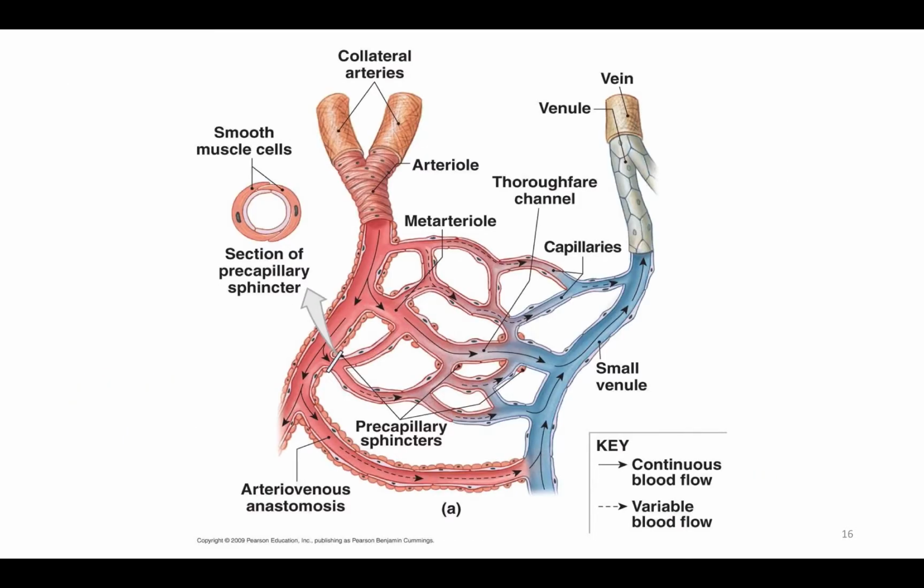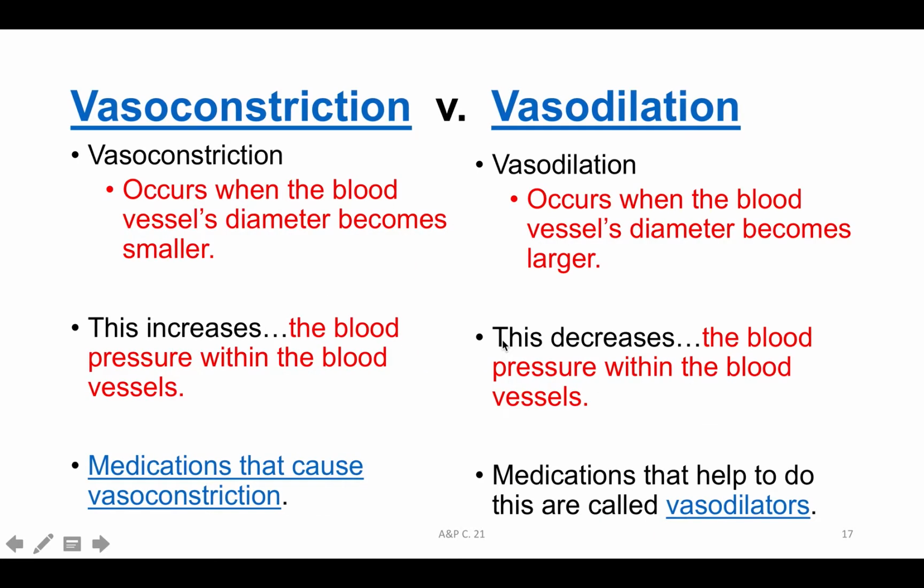So this slide is showing you what a capillary bed looks like. You can see over here where our arteries and our arterioles, the small branches, are going to meet up with our veins, which are over here. And this in-between section is going to be our capillaries.